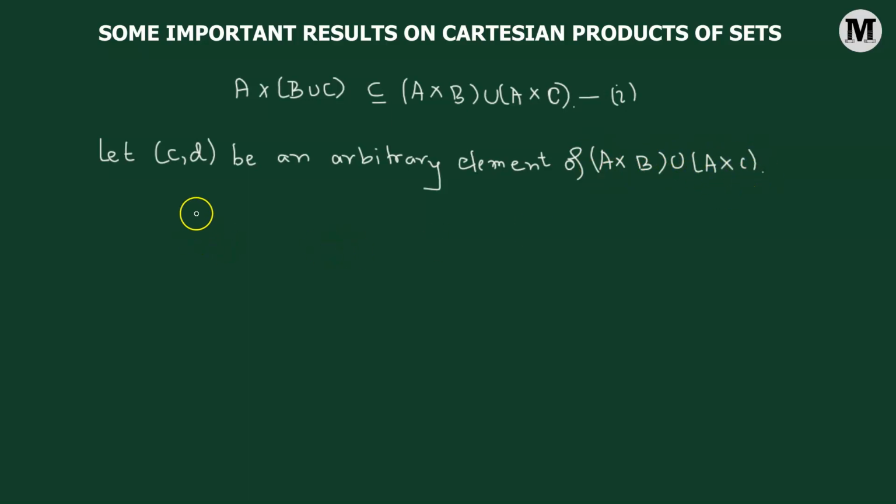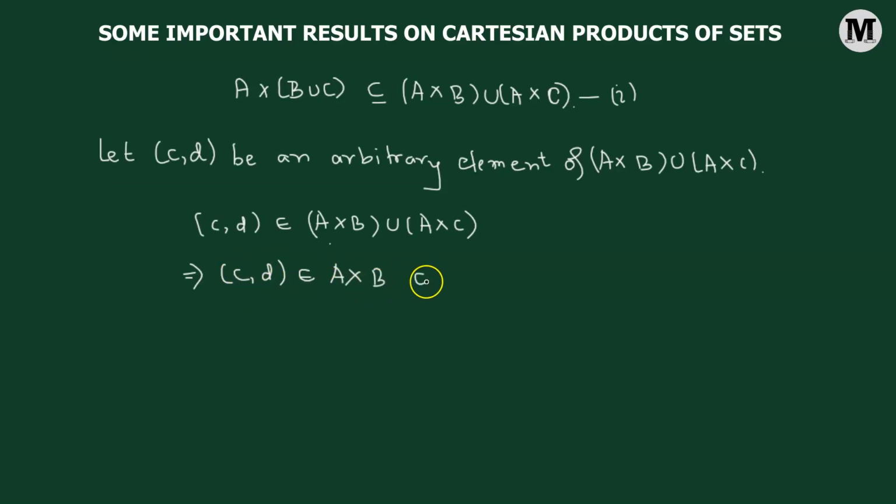So what we are saying here is that the ordered pair (c, d) belongs to the Cartesian product of A and B, union the Cartesian product of A and C. Now this statement simply means that the ordered pair (c, d) belongs to the Cartesian product of A and B, or, since we have a union here, we can say the ordered pair (c, d) belongs to the Cartesian product of A and C.